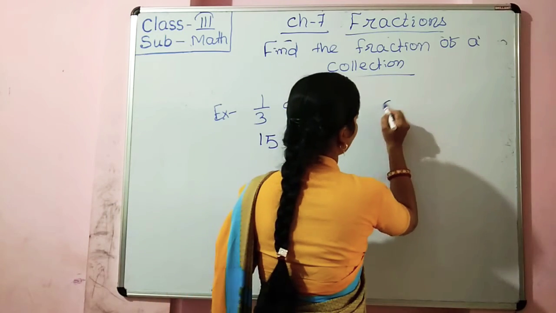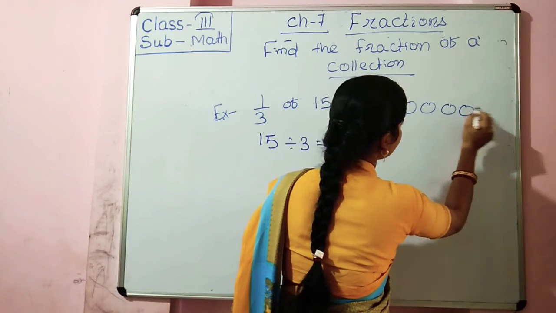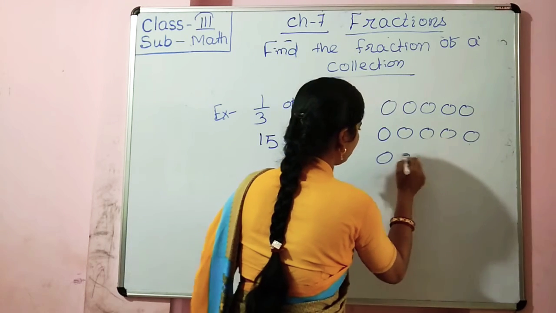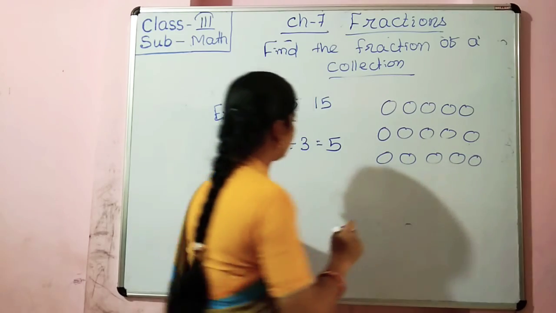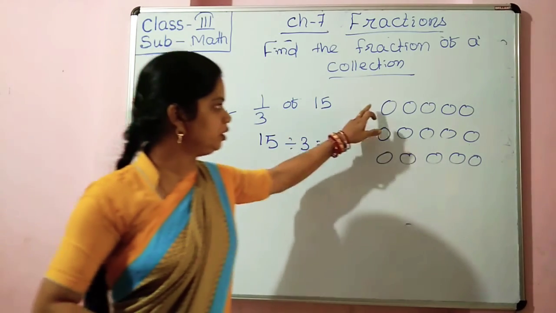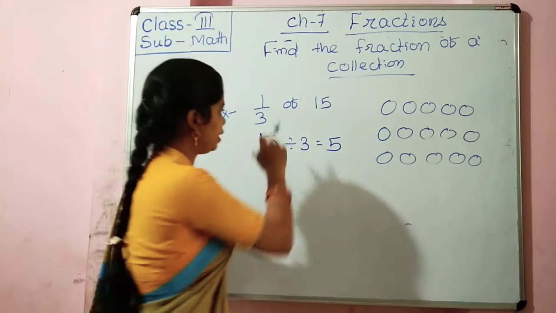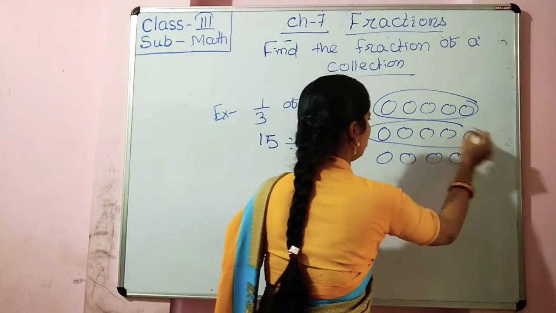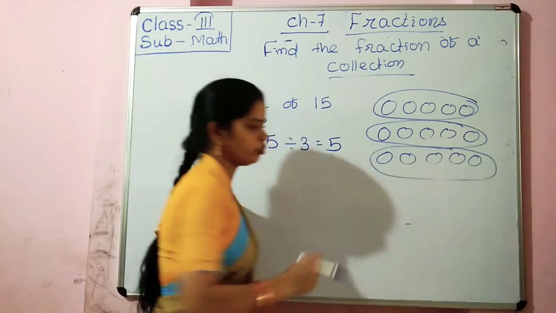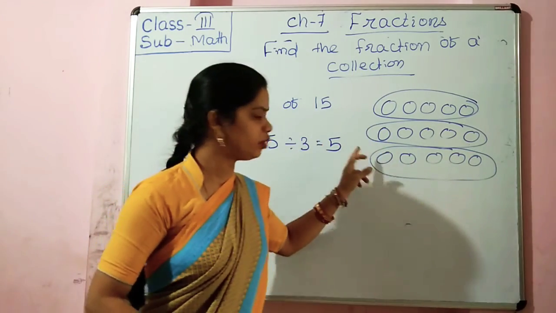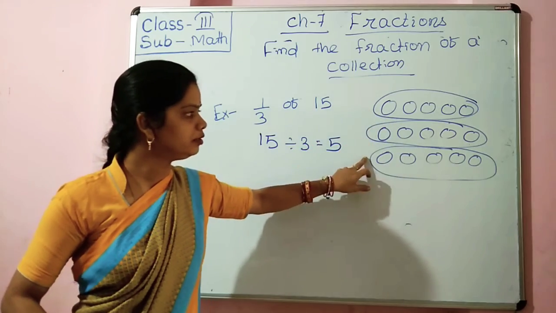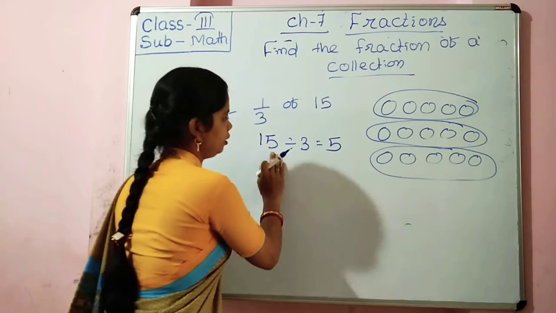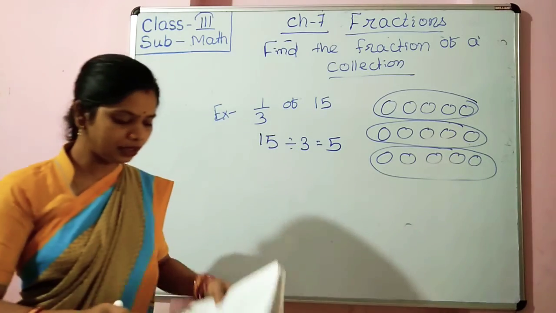Look, suppose 1 2 3 4 5 6 7 8 9 10 11 12 13 14 15. Here are the 15 balls. When we divide them into 3 equal parts, each part contains 5 balls. So 15 divided by 3 we get 5.